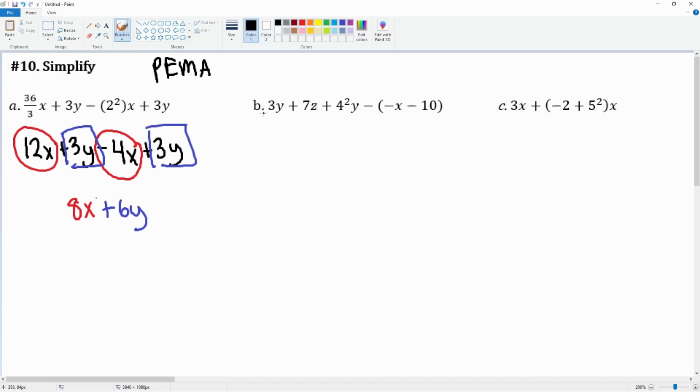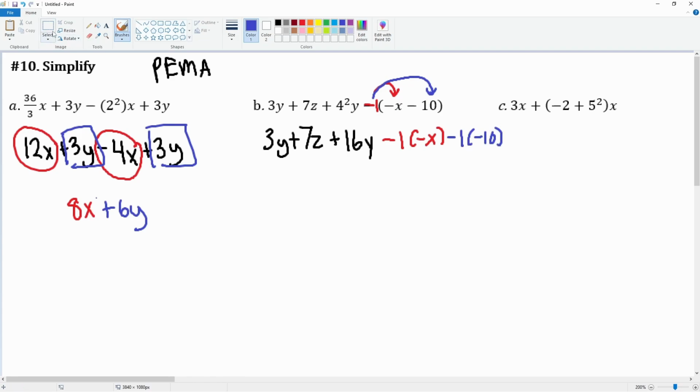Next, let's see here, 3y, nothing happens to it. 7z, nothing happens to it. Ooh, 4 squared, that is 4 times 4, that makes 16. Y, look, there is a negative 1 here that we have to distribute. That is negative 1 times negative x. And then you have the negative 1 times the negative 10. Right? Nothing happens to these. These remain the same, so we bring it down.